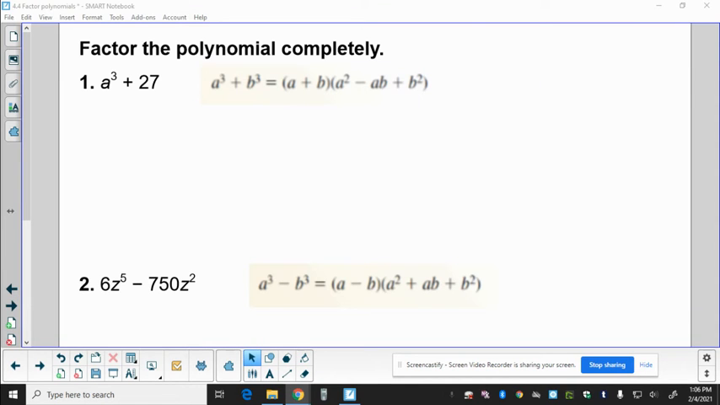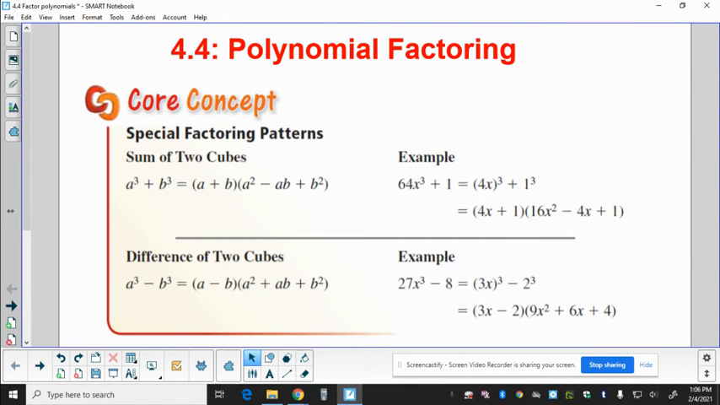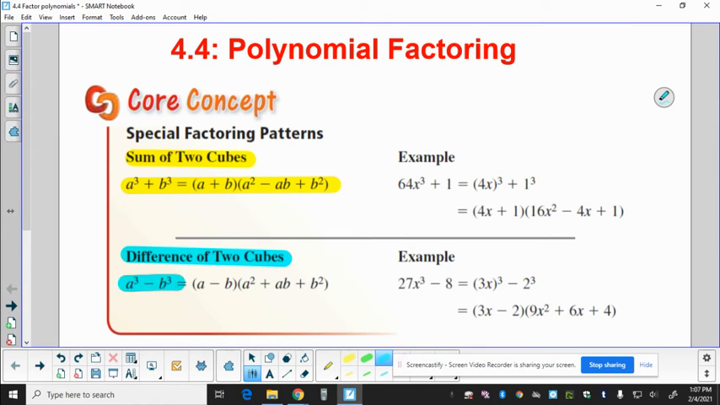Today's lesson is section 4.4, polynomial factoring. Got two new factoring formulas up here. The first one is called the sum of two cubes, and here's the formula for it. I want you to study that, and there's an example next to it. The other is called a difference of two cubes. Here's the formula example next to it. After you study that and look that over carefully, let's try to use it in some factoring questions.